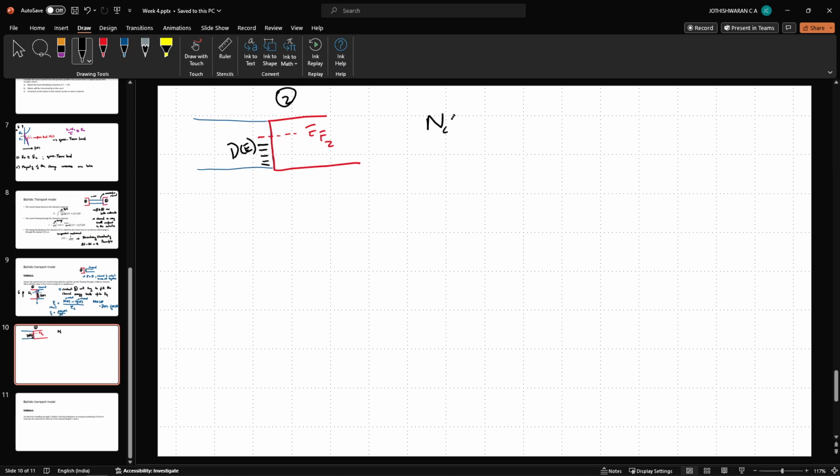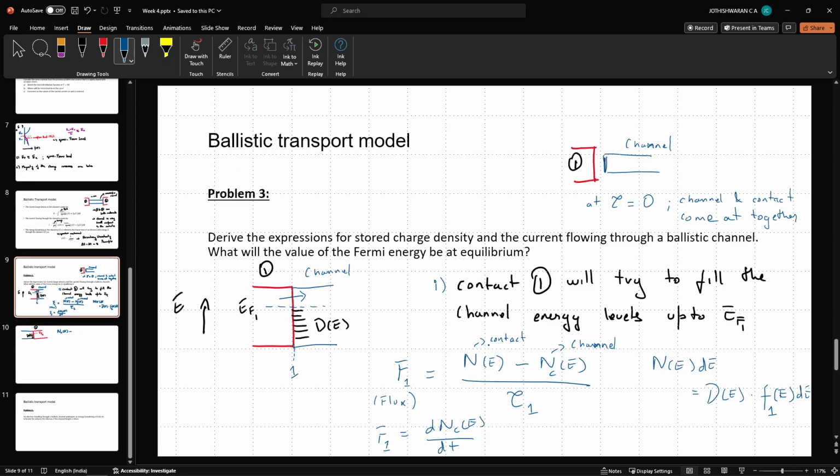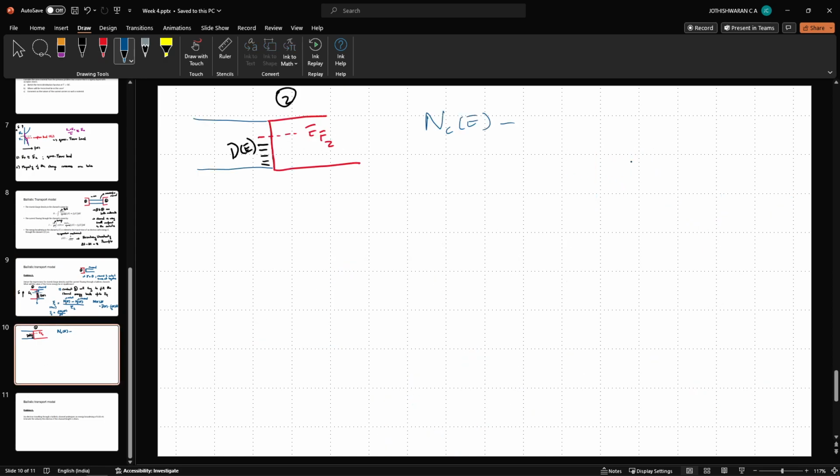Which implies NC of E, what color did I use in the previous slide? I used blue. So let me use blue here as well. NC of E minus, and what did I call this? Let me call this N1 of E, minus N2 of E, divided by some tau 2, will be equal to the flux of electrons across this contact, this interface.